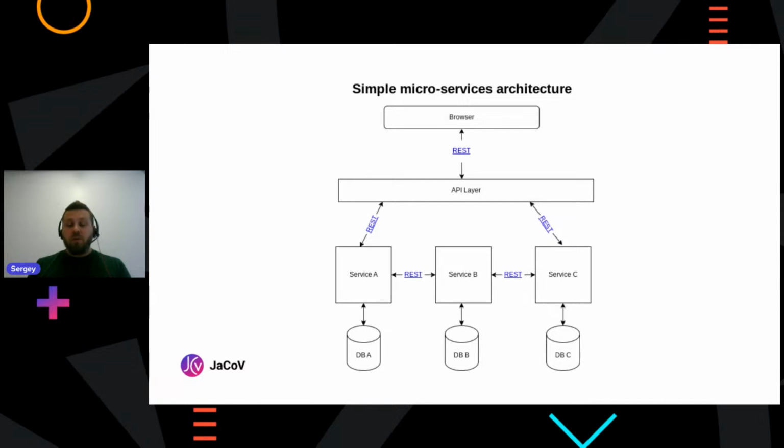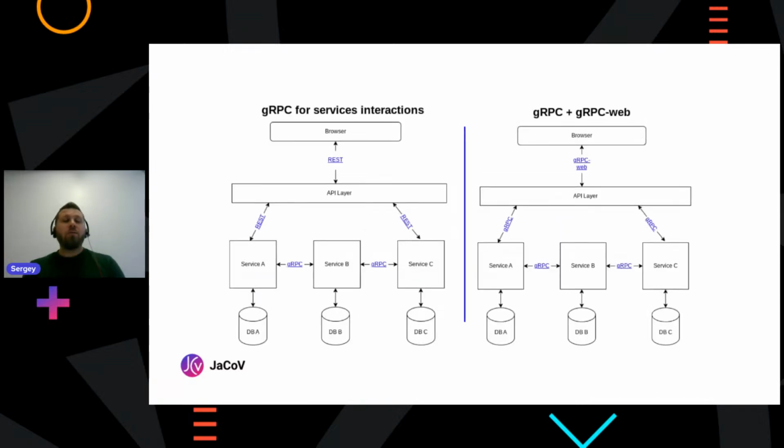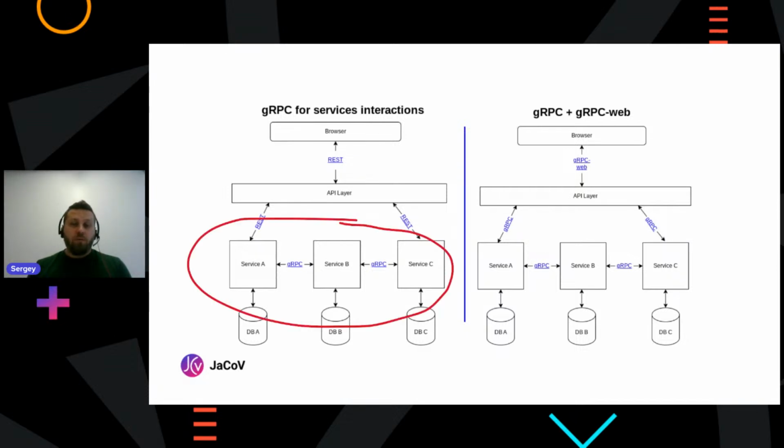So what options do we have? On the left side, we could, for example, replace communication between services, so it becomes gRPC, while the communication with the browser is kept as REST. Or we could also replace the communication from browser to services, but as most browsers don't support the HTTP/2 protocol, we need to use the gRPC-web library, which helps to bypass this issue. During this presentation, I will focus on communication between services.